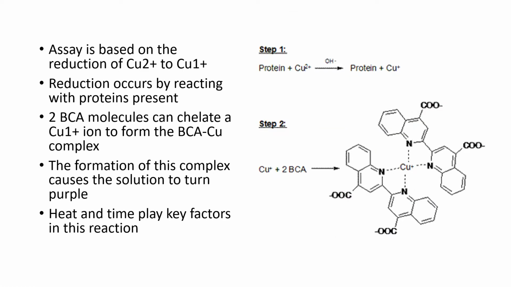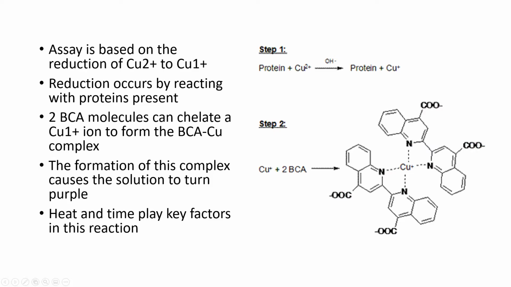So how exactly does the BCA assay work? So remember how I said that it was an indirect assay? So instead of just dyeing the protein, this assay is based on the reduction of copper 2+ to copper 1+. How does this happen? So the copper 2+ is actually able to get reduced by amino acids in the protein, such as cysteine or tyrosine. And once this reduction happens, it gets reduced to copper 1+.